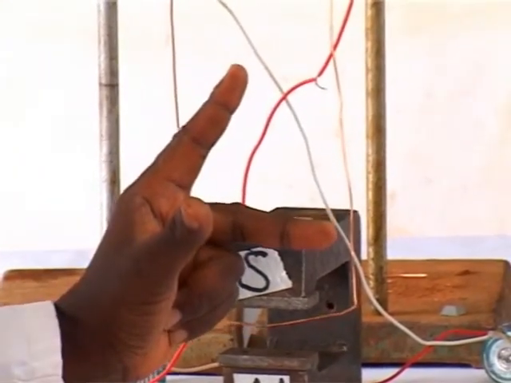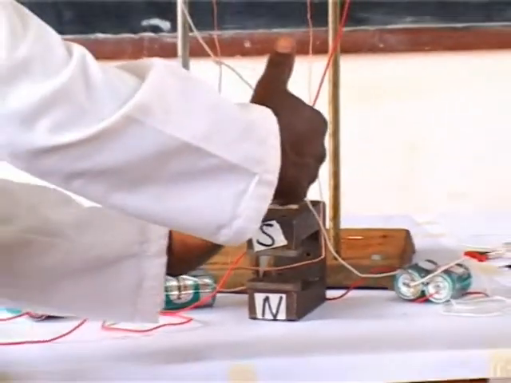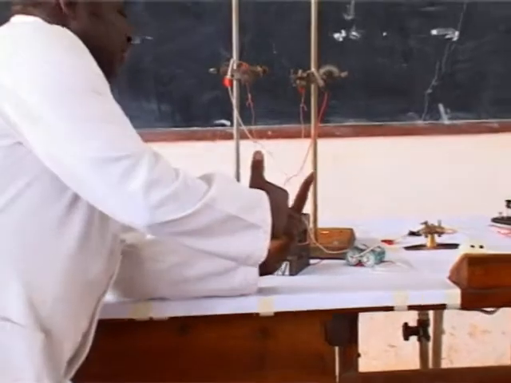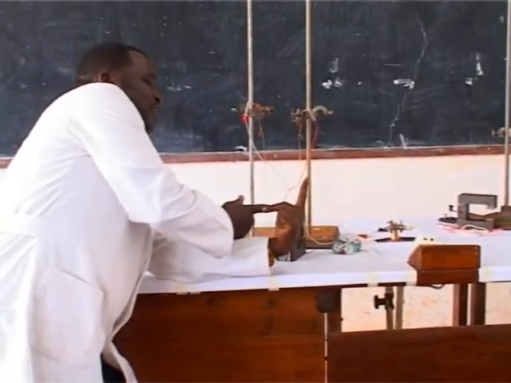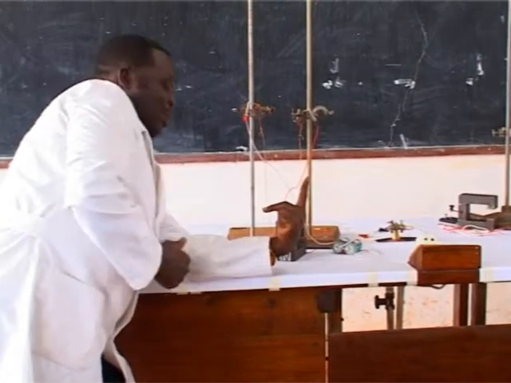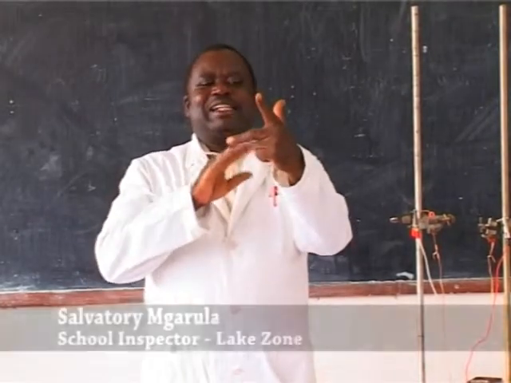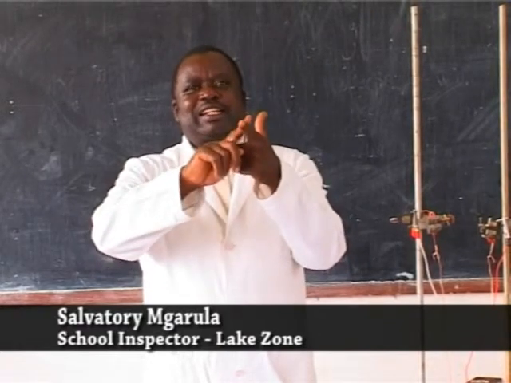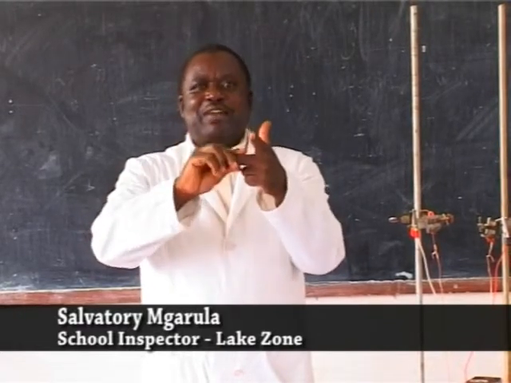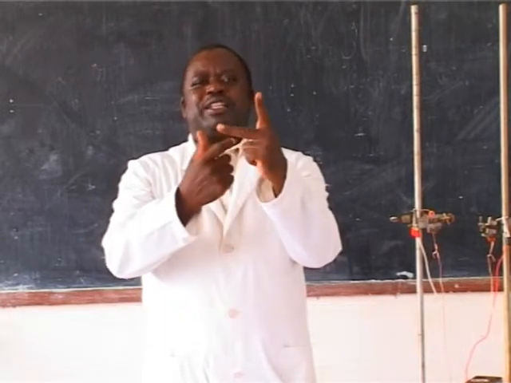In the second case, when we reverse the terminals, with the current flowing in the opposite direction but the field pointing in the same direction, upwards, observe the direction of the thumb. Fleming's left-hand rule can be stated as: when the first finger is pointing in the direction of the field and the second finger is pointing in the direction of the current, the thumb will point in the direction of the motion.